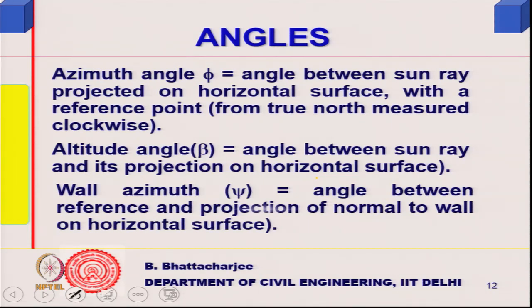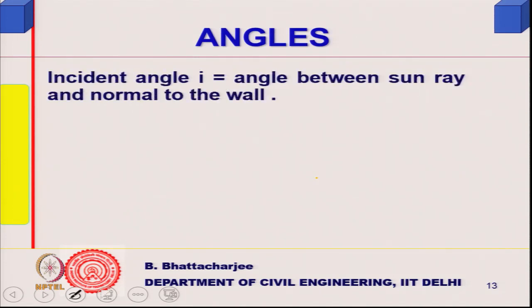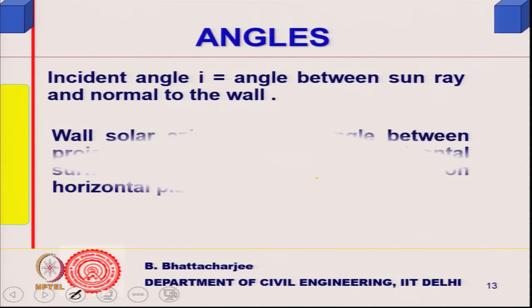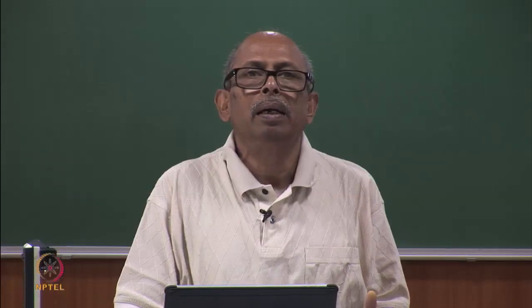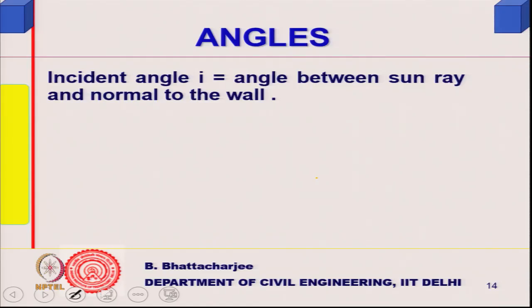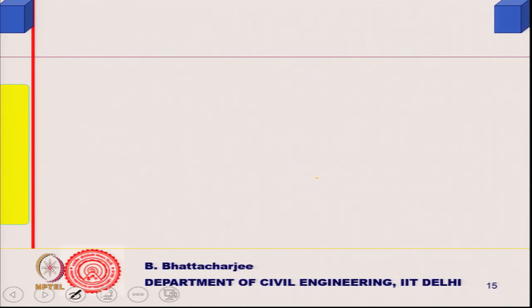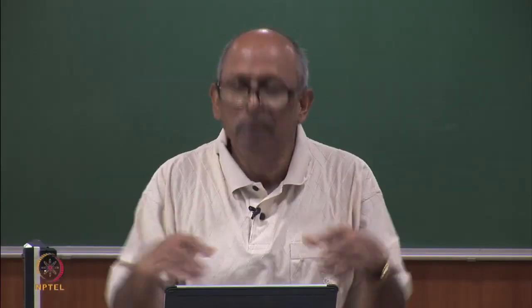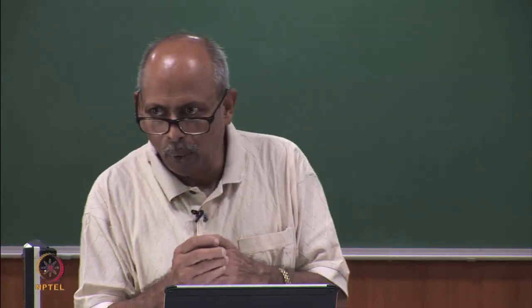And then wall azimuth I have already defined, the angle between the reference and the projection of the normal to the wall on the horizontal surface, and incident angle, the angle between the sun's ray and the normal to the wall, right. Wall solar azimuth, as I said, is the angle between the projection of the normal to the wall on the horizontal surface and the sun ray projected on the horizontal surface. So, I think this should be clear, right. So, incident angle is the angle between the sun's ray and the normal to the wall. So, at this point I think I have defined all of this. So, angles we have defined. Now, next we can follow how we calculate, how we estimate these angles for any point, we will do that.